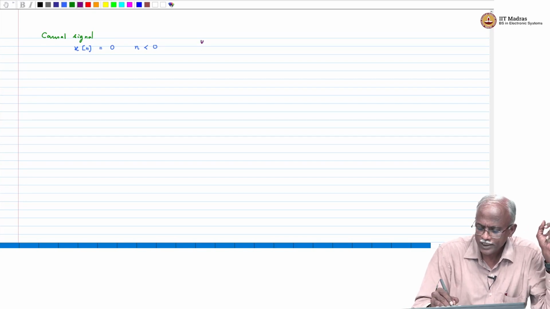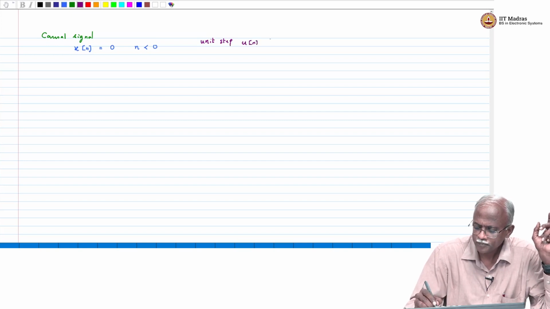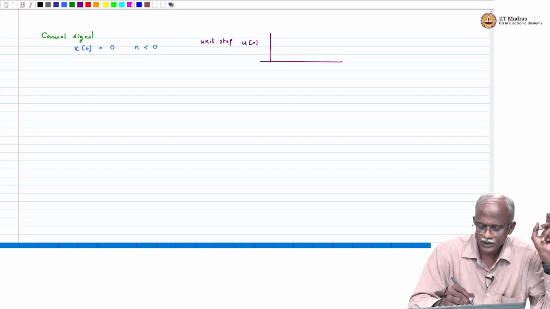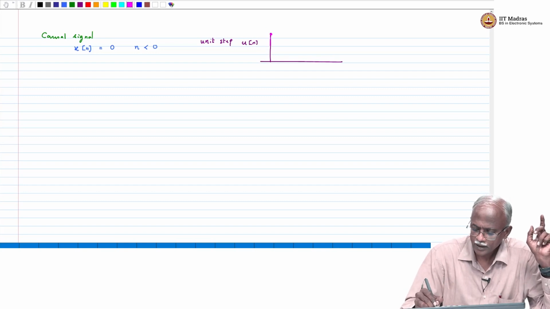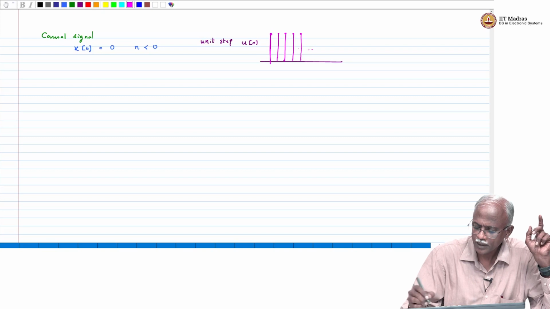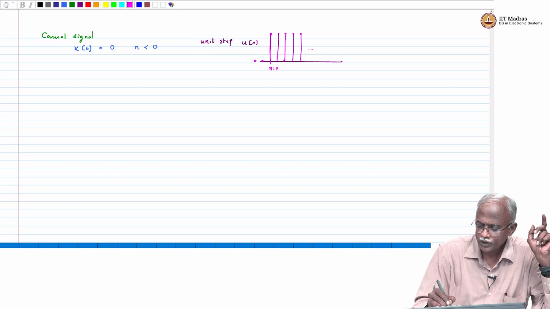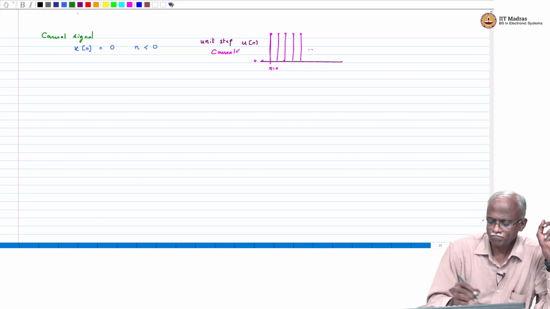Okay, unit step, u of n, is it a causal signal? Yes, it is. Basically, it is non-zero only in the positive indices. Correct? It starts at n equal to 0 and is 0 everywhere before that. So, this would qualify as a causal signal.